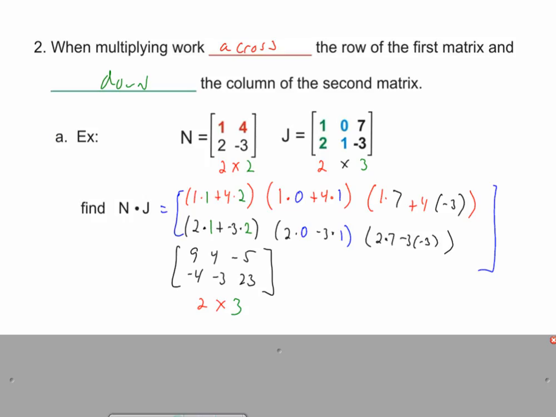We went across the rows and down the column. Across a row and down a column is one number. When you go across a row and you go down a column, the result is one number. Across the first row and down the first column gave us the 9, right? Across the first row and down the middle column gave us the 4. Across and down gives you one number, one element of the resulting matrix.